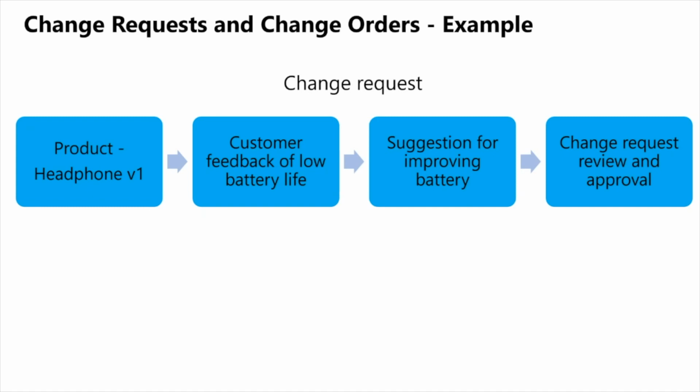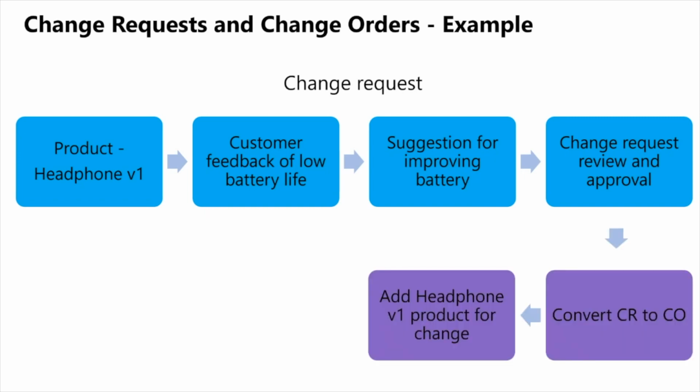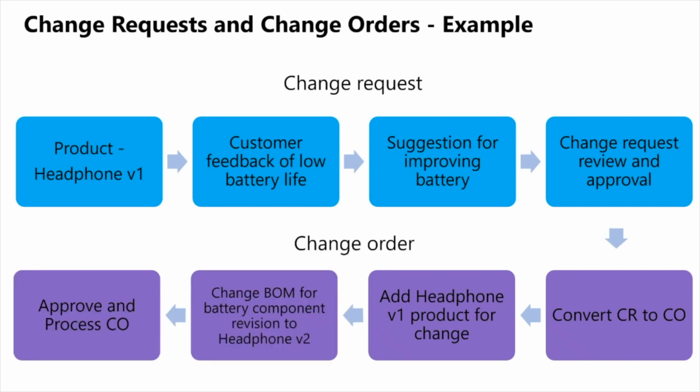The product manager approves the change request and creates a change order by converting the change request to a change order. The change order will be created by adding the existing headphones V1 product to the change order. The product design team will review the product design for the battery-specific issue, identify that one of the components for the battery is responsible for the low battery life, and decide to change that component. The BOM for the headphone V1 product will be changed in the change order, which will result in a new product version, headphones V2. The change order will be submitted for approval via workflow.